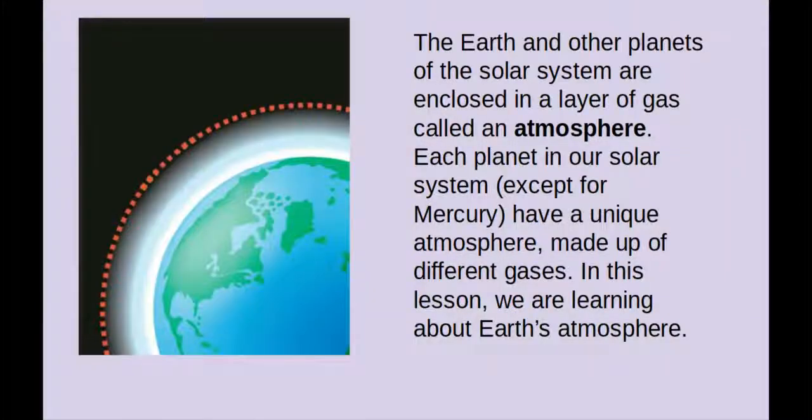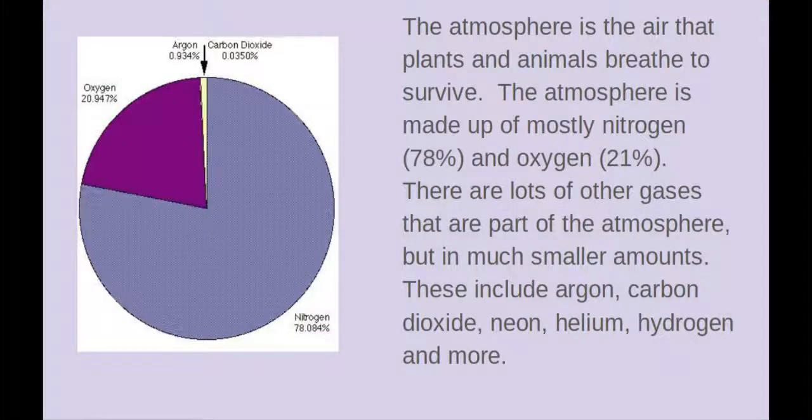The Earth and other planets of the solar system are enclosed in a layer of gas called an atmosphere. Each planet in our solar system, except for Mercury, has a unique atmosphere made up of different gases. In this lesson, we are learning about Earth's atmosphere. The atmosphere is the air that plants and animals breathe to survive.